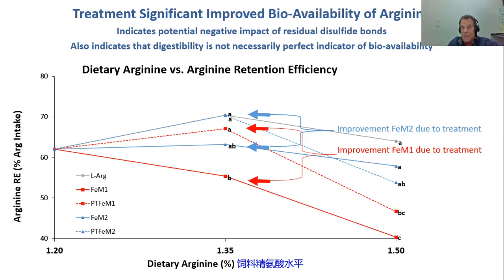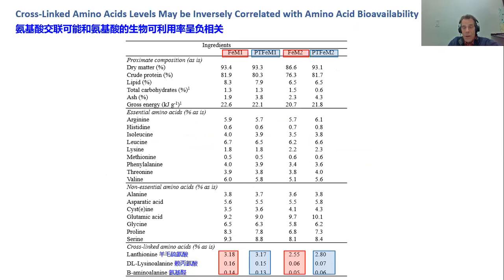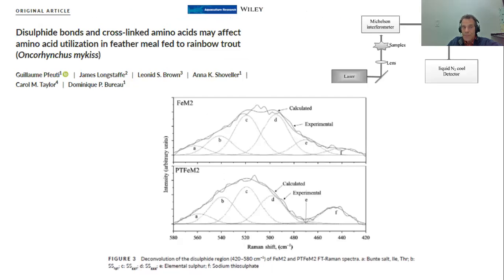Well, amino acid digestibility is not a measure of utilization, it's a measure of disappearance. And what seems to be occurring is that feather meal 1 contained more cross-linked amino acids than feather meal 2. So cross-linked amino acids may be a better indicator of protein bioavailability than digestibility of protein. The difference in quality of feather meal seems to be related to the presence of cross-linked amino acids.